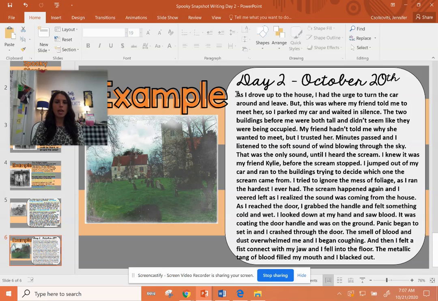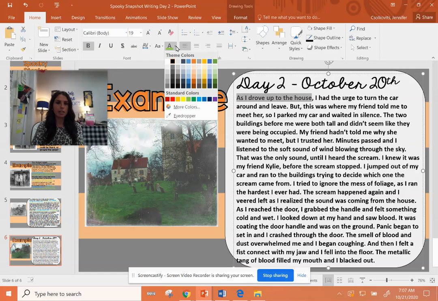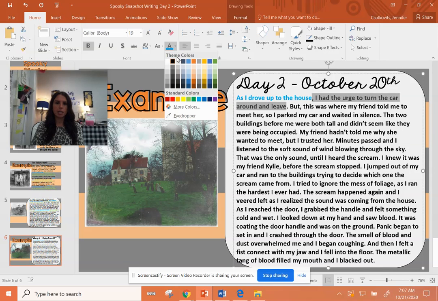It started off, "As I drove up to the house." That is a dependent clause. I know it because it starts with the subordinating conjunction "as." I am going to highlight that in blue. "As I drove up to the house, I had the urge to turn the car around and leave." That's my independent clause.